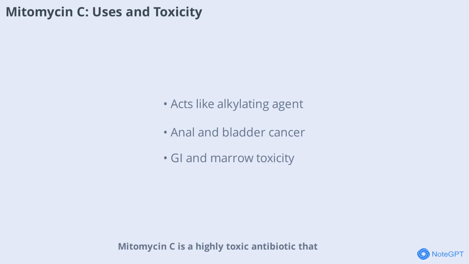Mitomycin C is a highly toxic antibiotic that acts like an alkylating agent once inside the cell. It's used systemically for anal cancer and can be administered directly into the bladder for bladder tumors. Its main toxicities involve the gastrointestinal tract and bone marrow, and because of its potency, doses are usually spaced about 6 weeks apart. This careful scheduling helps manage its risks while maintaining effectiveness.